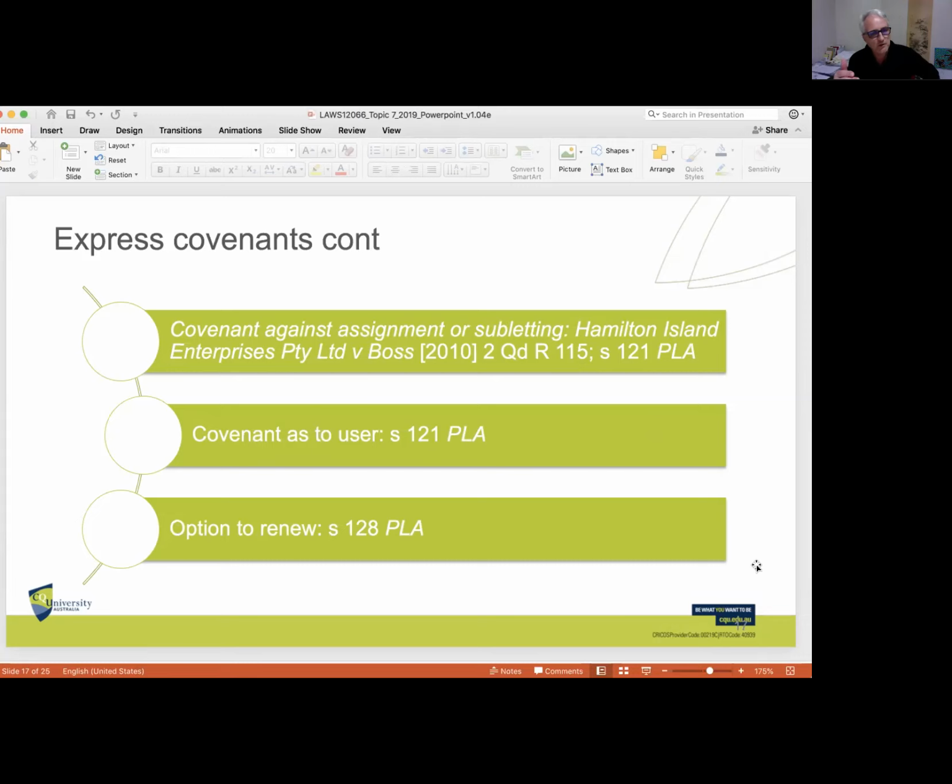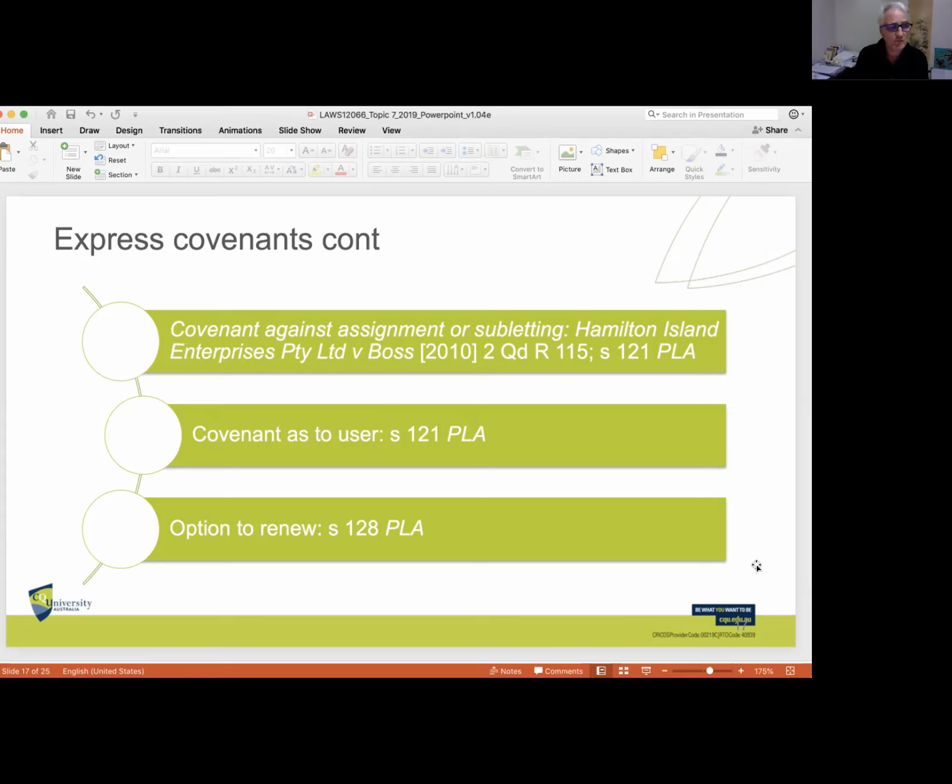I've already touched on this idea of the covenant against assignment or subletting, and you've got the Queensland decision there of Hamilton Island Enterprises and Boss, and you can have a bit of a look at that in terms of how that works and how that is able to be enforced. Essentially, the landlord is seeking to prevent this from taking place, or upon the basis that they are prepared to accede to, or very often not at all.